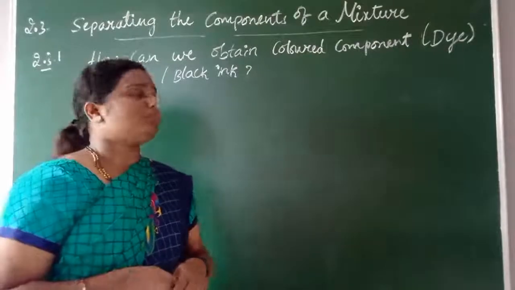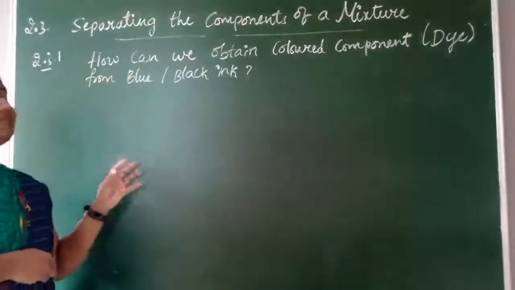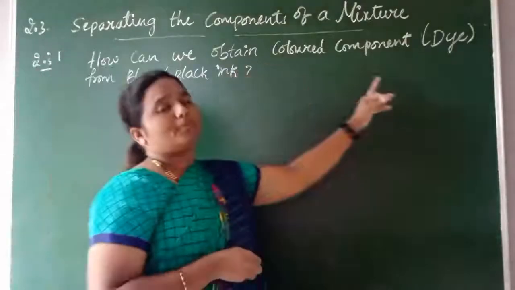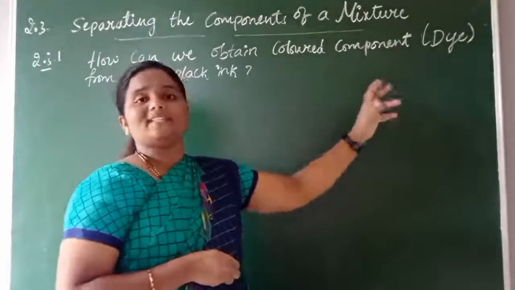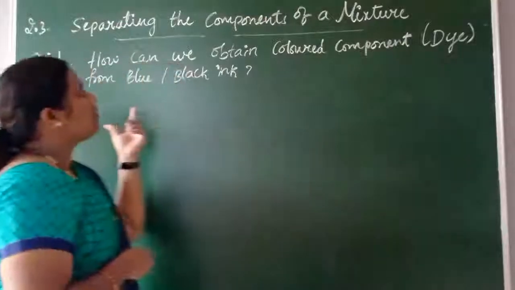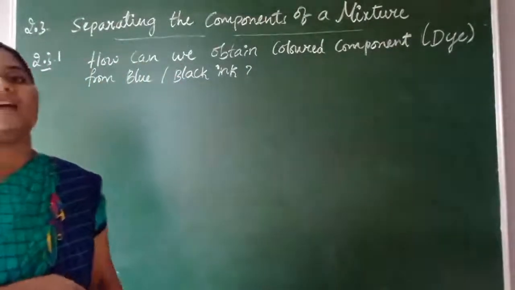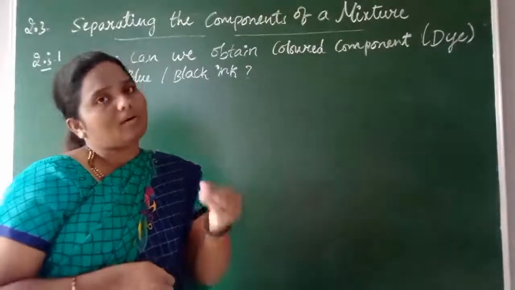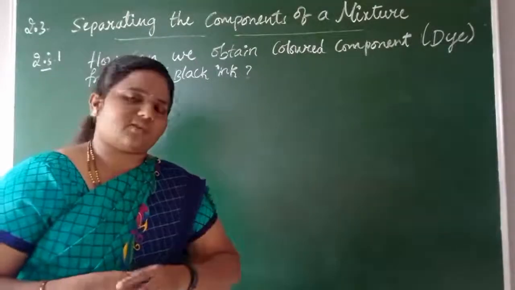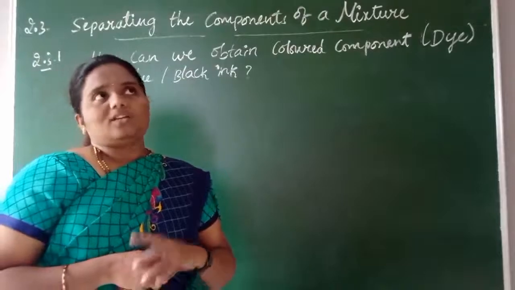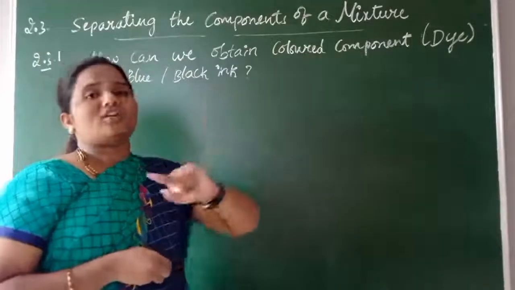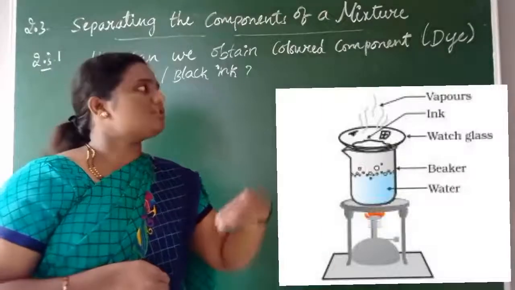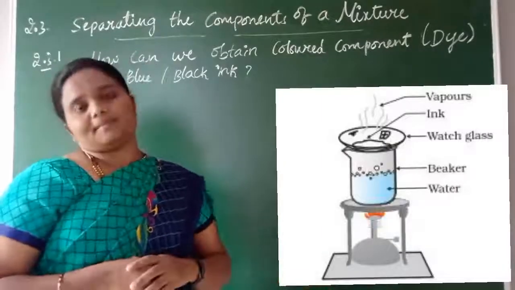Especially, children, in the first case, how can we obtain a colored component? Here the colored component means the dye from blue or black ink. You know, children, a dye is nothing but a colored component or colored substance. Generally, this dye is not a single color. It is made of more than one substance.